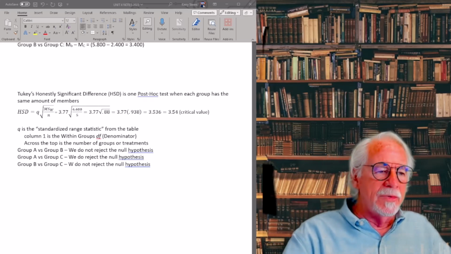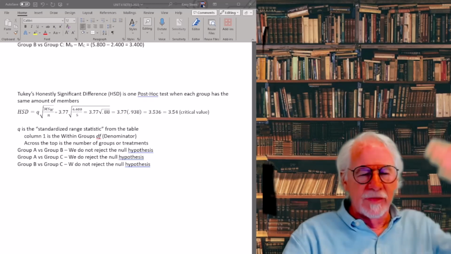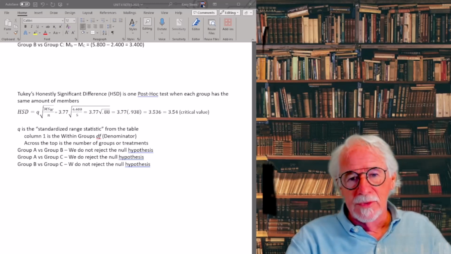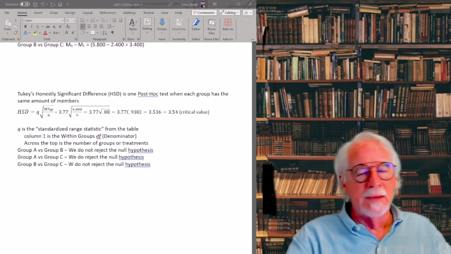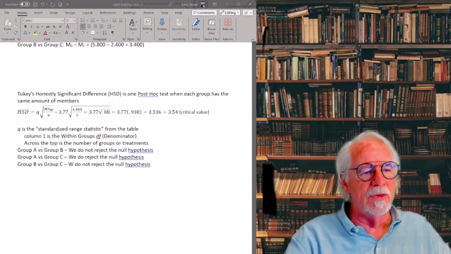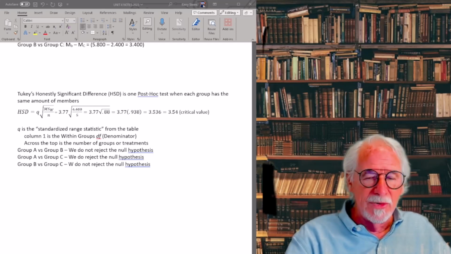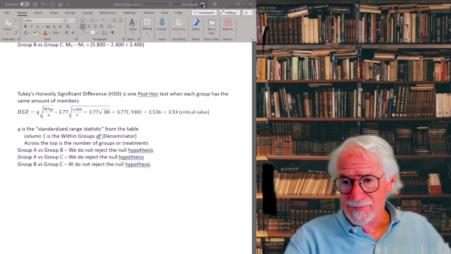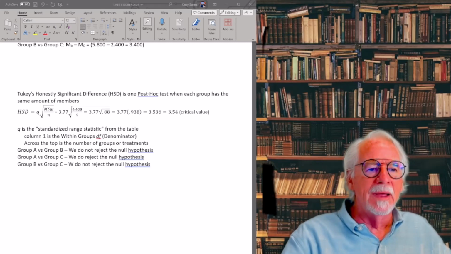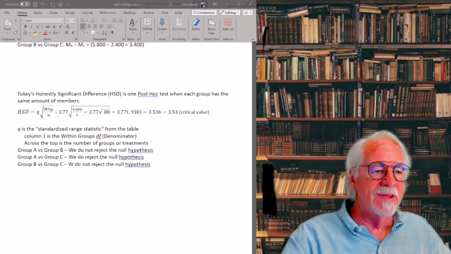So the issue here is, you know what this is. You just did the whole test. You know that you needed to figure the mean square within groups, which is in your table. N, you know, right? So the unknown right at this point is Q, and we will find Q in the table, right? So we are going to look for Q, and we are going to figure this out.